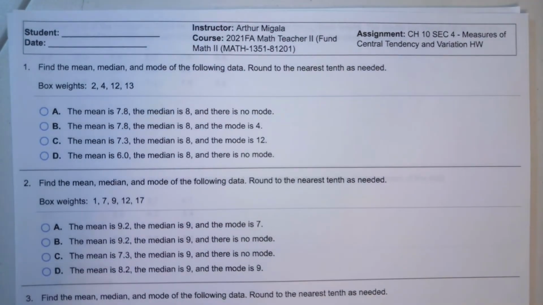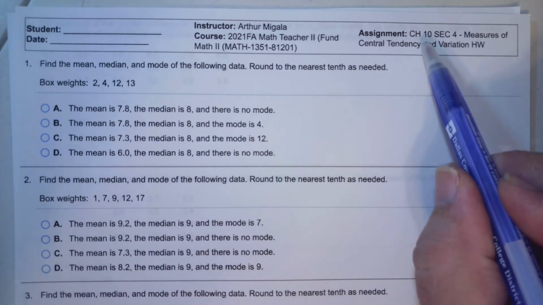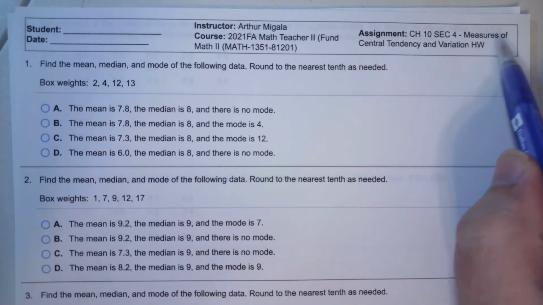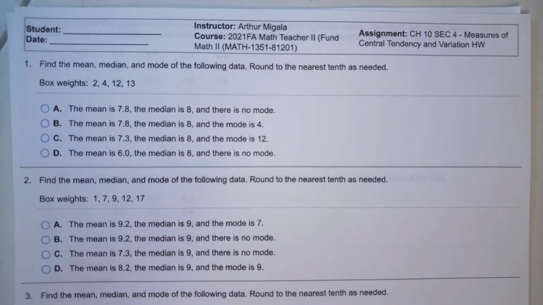Hello everyone, welcome back to Math 1351, more on math. Today we're going to talk about Chapter 10, Section 4, Measures of Central Tendencies and Variation. We're going to look at the homework problems.